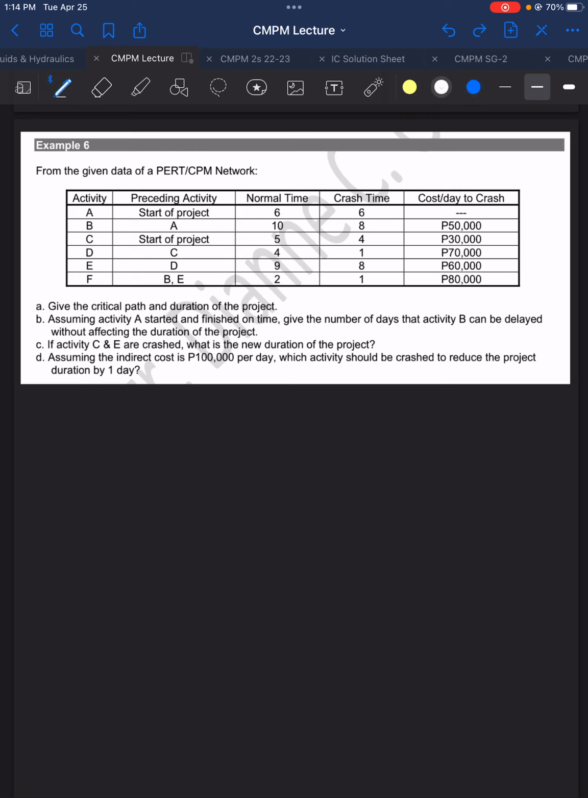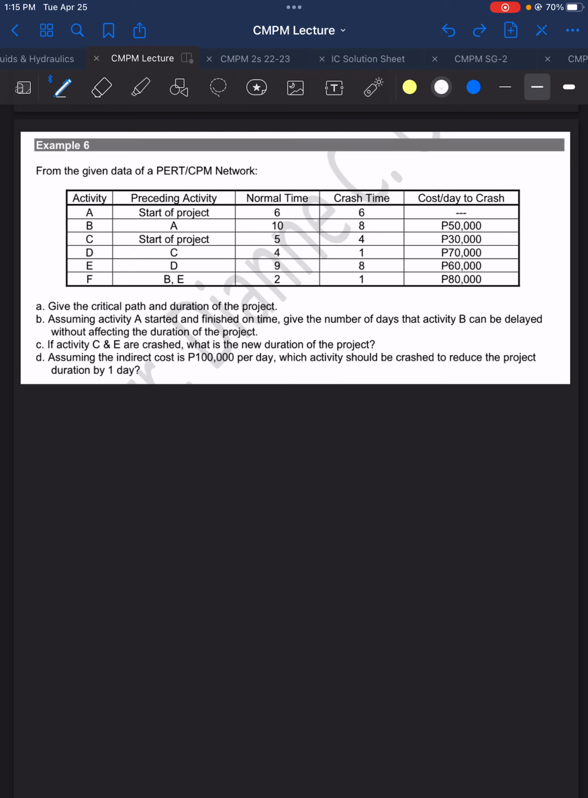Give the critical path and duration of the project. B, assuming activity A started and finished on time, give the number of days that activity B can be delayed without affecting the duration of the project. Then C, if activities C and E are crashed, what is the new duration of the project? And D, assuming the indirect cost is 100,000 per day, which activity should be crashed to reduce the project duration by 1 day?